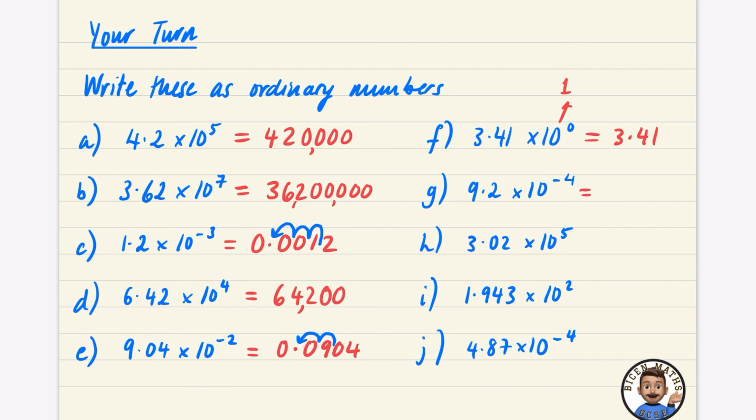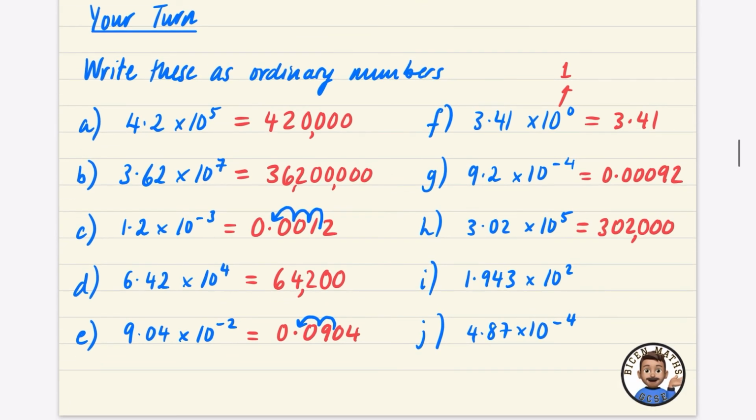So this one's a negative power. There's going to be 1, 2, 3, 4 zeros, and then 9, 2. 10 to the power of 5, well, 2 of them are going to jump over the 0 and the 2. 3, 4, 5, so it's 302,000. This one, the decimal point is just moving 2 spaces to the right because it's a positive number, so it's going to jump in between the 4 and the 3, so that's 194.3. And our last one here with the negative power, it's going to have 4 zeros, 1, 2, 3, 4, 4, 8, 7.